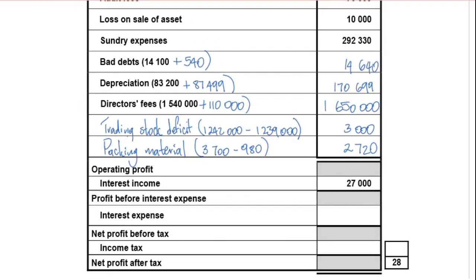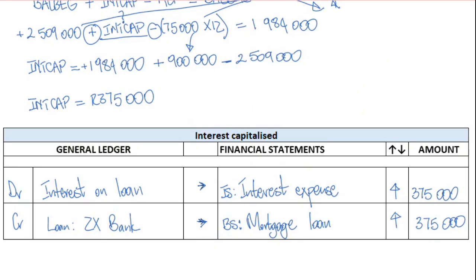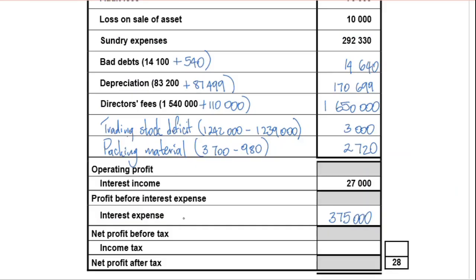So in our statement of comprehensive income in the answer book, we are going to show that our interest expense is 375,000 rands, and it is calculated using the equation interest capitalized is equal to 1,984,000 rands plus 900,000 rands minus 2,509,000 rands, which gives us 375,000 rands.